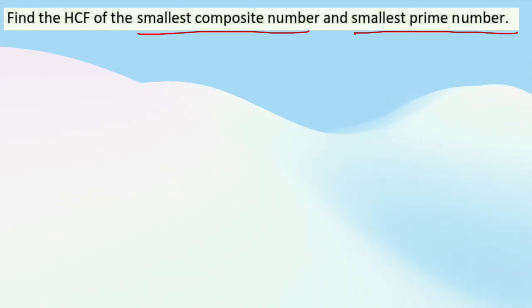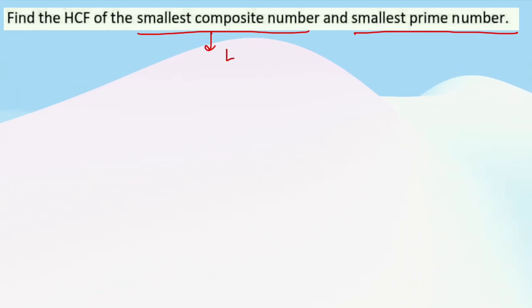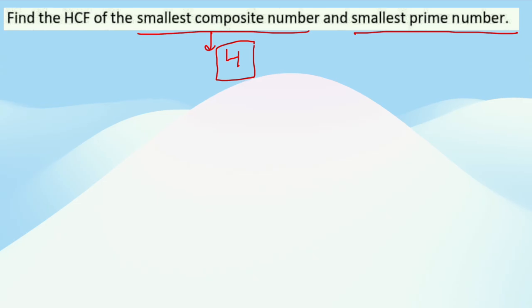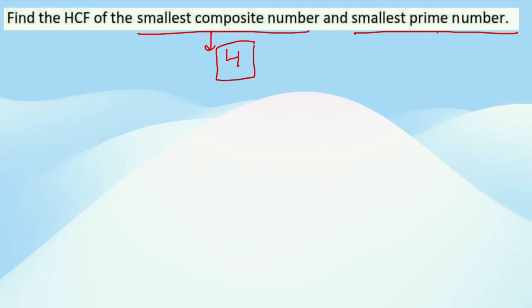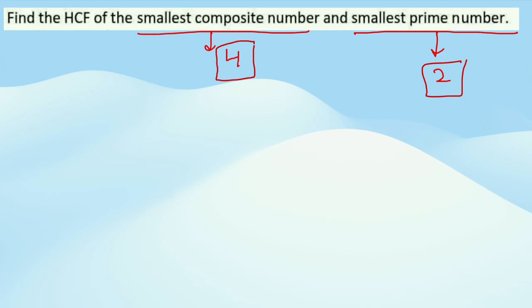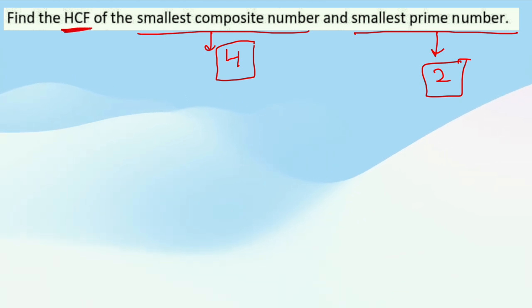If I ask you what is the smallest composite number? Composite number means those numbers which have more than 2 factors. So 4 is the smallest composite number. Yes or no? And 2 is the smallest prime number. Why not 1? Because 1 is neither prime nor composite, right? So they are asking us to find the HCF of 4 and 2.